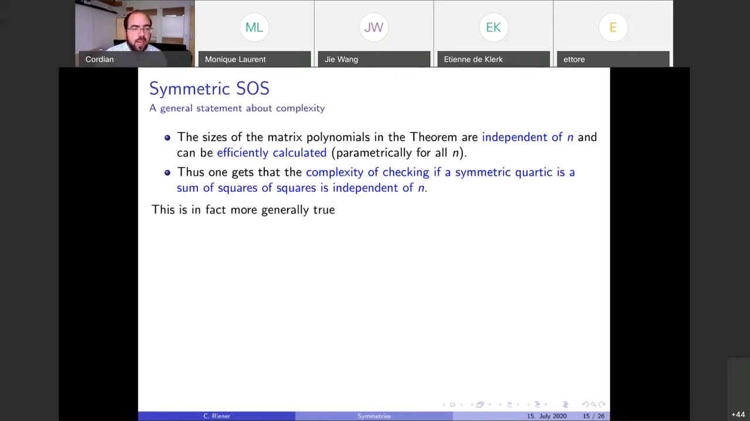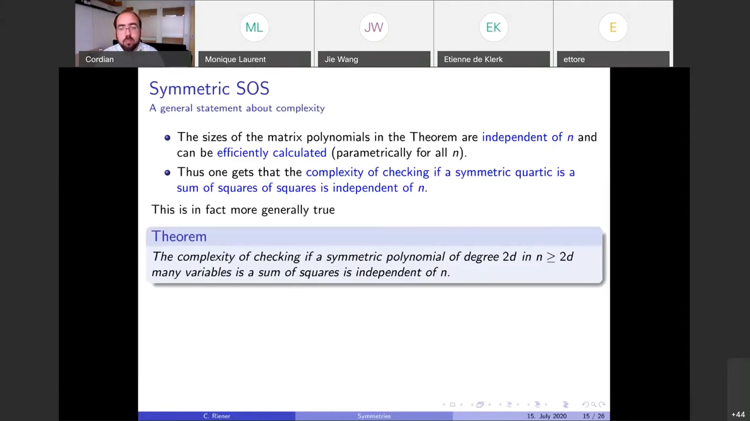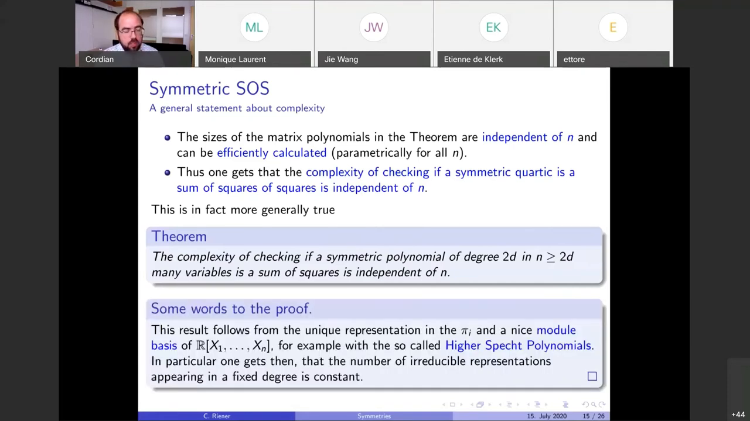And this fact is more generally true. Whenever you have a symmetric polynomial of degree 2d, and n is bigger than 2d, the number of variables, the complexity of checking if the polynomial is a sum of squares is independent of n, because you can just write down an algebraic identity of a fixed degree in the polynomials p_1 to p_n. Some words on the proof: it is essentially doing exactly what we did before. It relies on the uniqueness of the representations in terms of the p_i and a nice module basis for this invariant ring. There one can use the so-called higher Specht polynomials, for example.